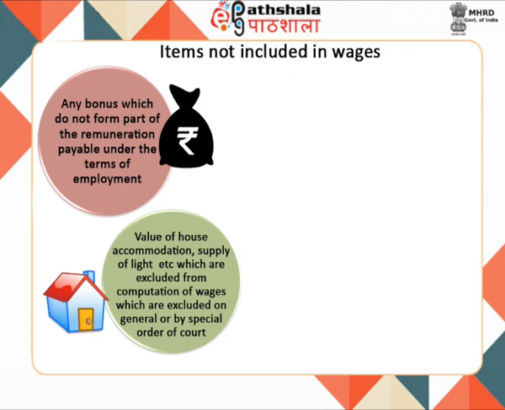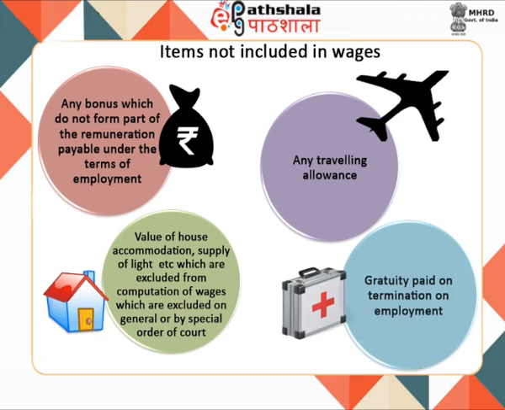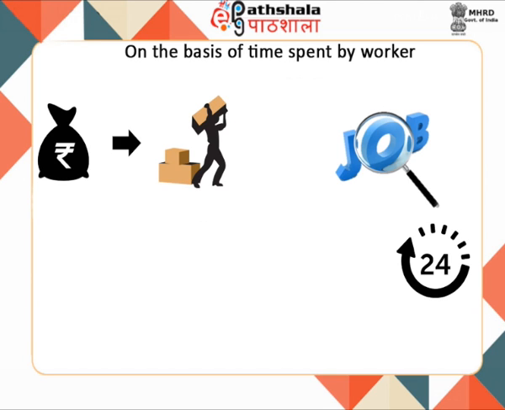Value of house accommodation, supply of light, water, any medical attendance are excluded from computation of wages, either on general or by special order of court. 3. Travelling allowance. 4. Gratuity paid on termination of employment. We shall now study in detail each method of wage determination.